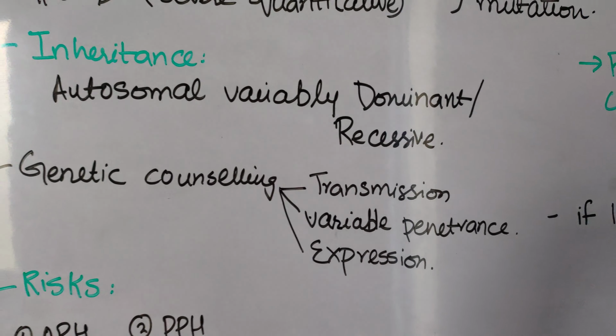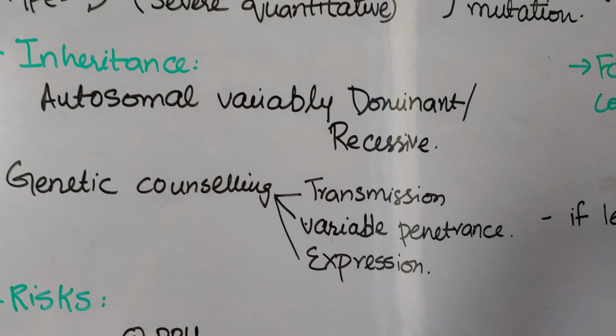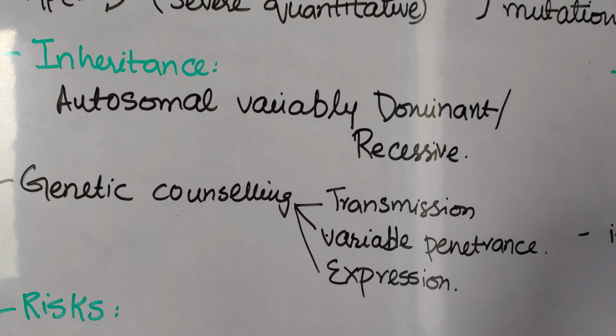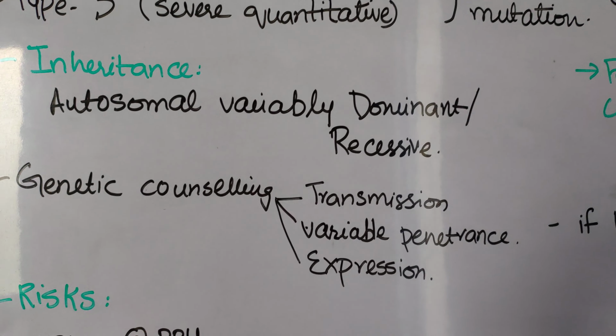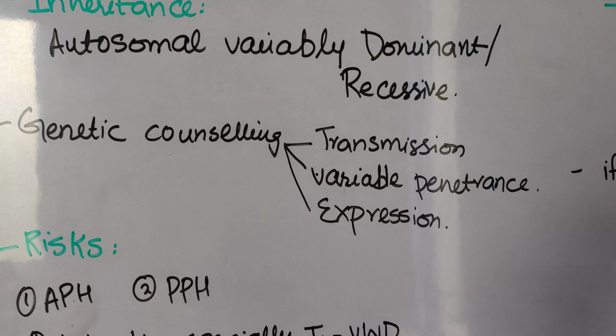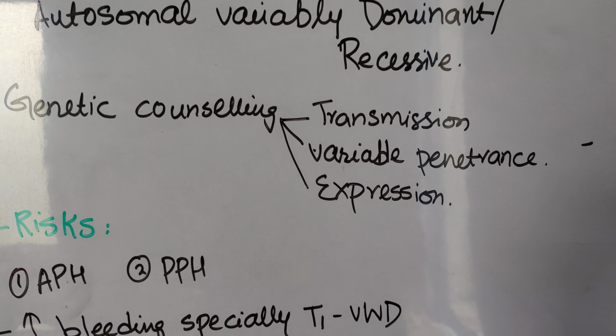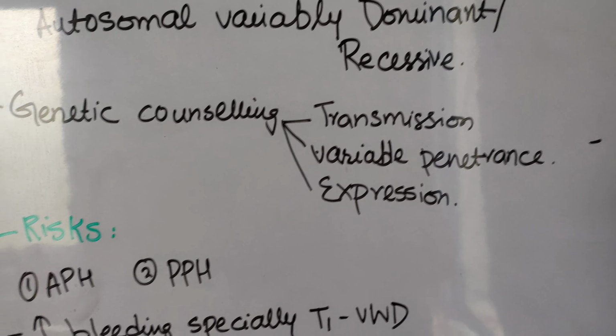The inheritance pattern is highly variable. First of all, it will be transmitted as an autosomal disease, but it will be variably dominant or recessive, and genetic counseling of the female should be done for its transmission, variable penetrance, and then the expression.